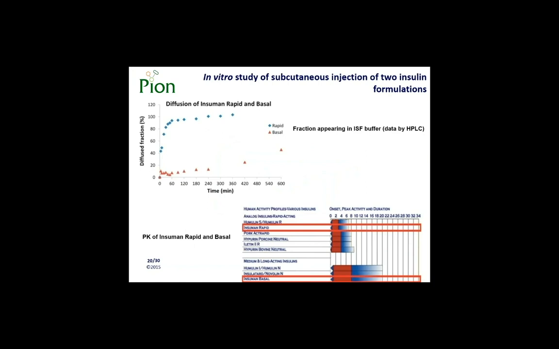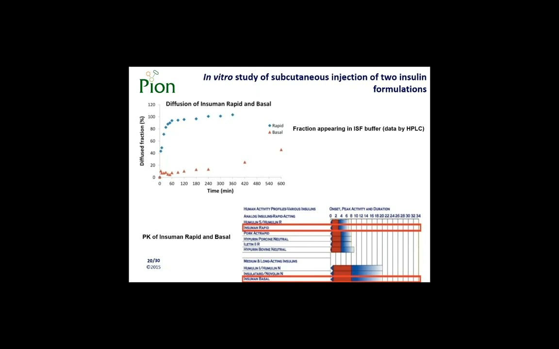Finally, the graph in the top left of this slide shows the diffused fraction of insulin plotted against time. Once again, insulin rapid is coloured in blue and basal is in red. The diffused fraction can be used to infer uptake into the systemic circulation. In this case, almost all the insulin rapid has diffused within the first 60 minutes. The insulin basal, however, takes much longer to diffuse, achieving 50% diffusion within 10 hours.